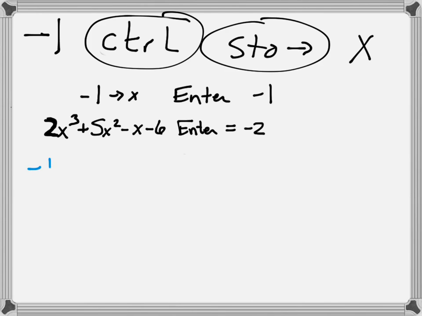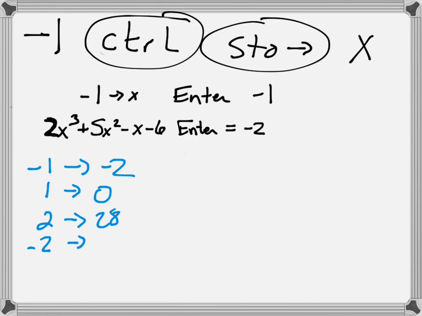So at -1, we resulted in a -2. At +1, what did you result in? Allison? 0. I had 2. At 2, what'd you get? 28. Who had -2? How do you get that number? Okay. -2, store.